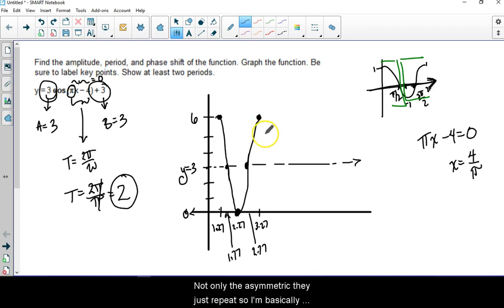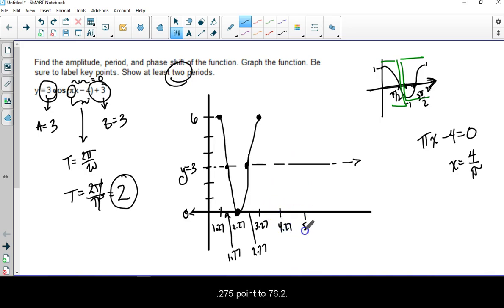Not only are they symmetric, they just repeat. So I'm basically just going to do this 1 more time since I want to see another period. So 4.27, 5.27, 6.27. And you just say down, we hit this, and we're back up.